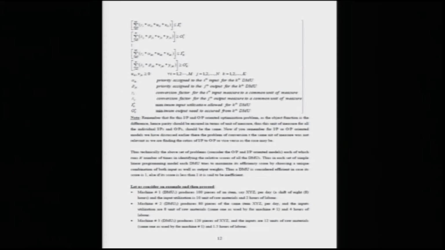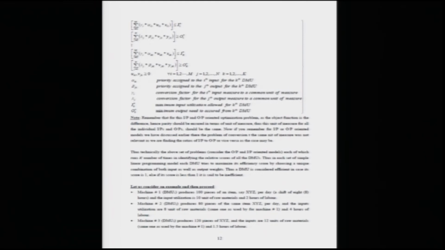Thus technically the above set of problems, considering both output, input and the combination of input-output models, each run k number of times identifying the relative scores of the DMUs. In each set, because we have been able to convert this non-linear optimization problem using this transformation into a simple linear optimization problem, in each of the simple linear programming models, each DMU tries to maximize its efficiency score using a unique combination of both input as well as output weights.